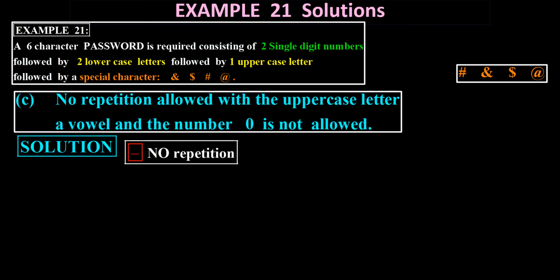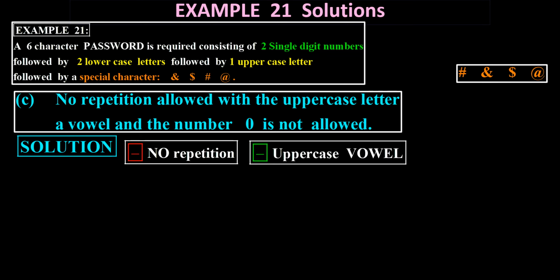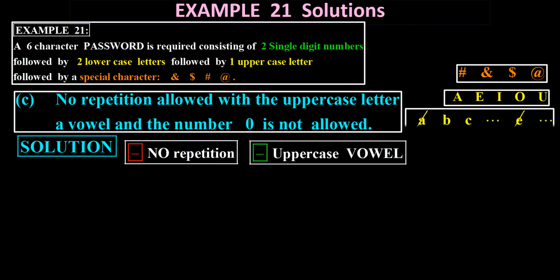Furthermore, they say the uppercase letter must be a vowel. What are the vowels? How many vowels are there? That's correct. There are 5 vowels, and those are the vowels A, E, I, O, U. Okay. Then they say the number. So if repetition is not allowed, it means if I already use the vowels there, I can't use the vowels when it comes to lowercase as well.